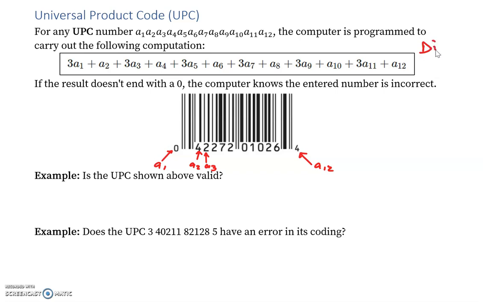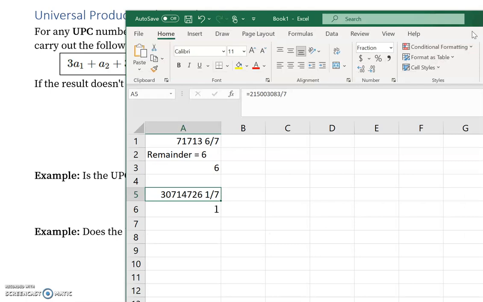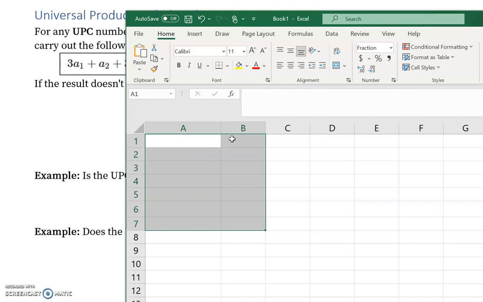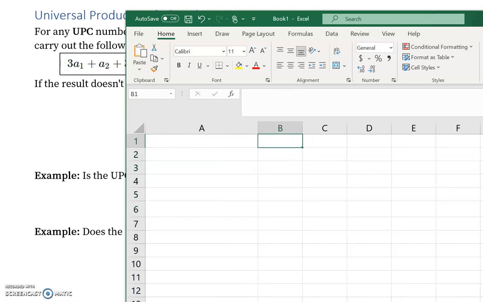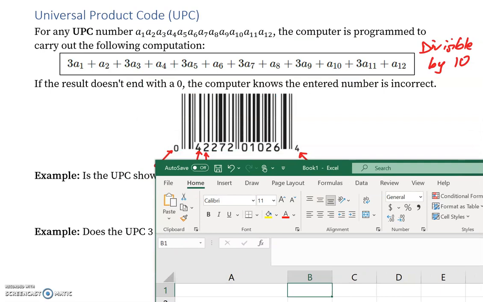Okay, so that's maybe something we want to keep in mind. Divisible by 10. Okay, so is the UPC shown above, so this one here, our example one, is it valid? And so basically what we're going to do is take each number, right, and either multiply it by 3 or just add it to the sum as it is. So I'm going to pull this number over to Excel just to make life a little bit easier. Let me clear out some of the stuff we were doing before. And I might need a little more space. So I'm just going to do this, get it out of the way here so I can record that number.